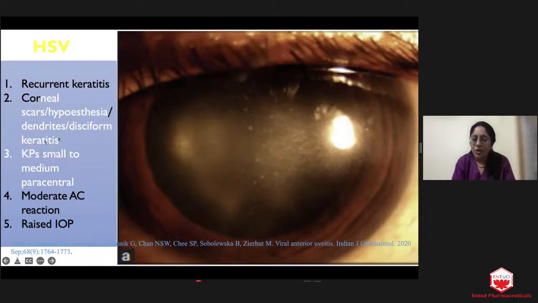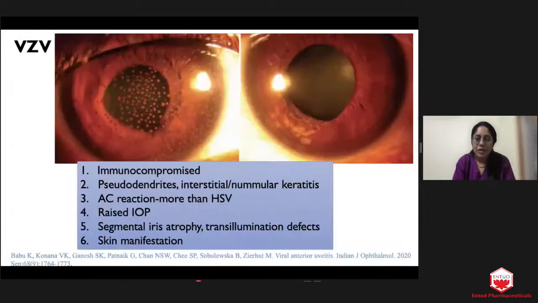So when you have a patient with corneal involvement and small medium KPs, as well as moderate AC reaction and raised intraocular pressure, this patient goes into the bracket of viral anterior uveitis, but of HSV etiology. And as I'm showing here, the second one is VZV. Now, I'm talking about VZV, not HZO. You can have herpes zoster ophthalmicus with anterior uveitis. That is one way of having it.